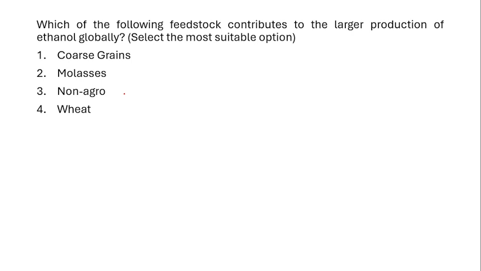Now, the next question is which of the following feedstock contributes to the larger production of ethanol globally? The question is about worldwide, which is the common feedstock used for ethanol production. You know the answer, it is the coarse grains. Coarse grains include the maize and rice stalk. All these sorghum, jowar, and grain stalks are used for the production of ethanol. Globally, it is the major feedstock.